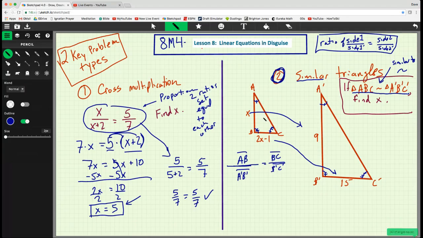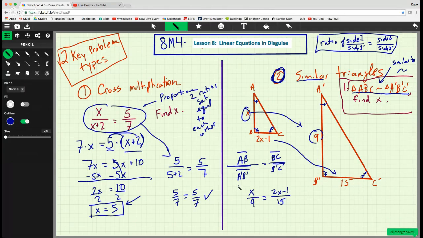So let's write this out. Side AB is x, because that's what it says, over the length of this one, which is 9. And the length of this guy, BC, is 2x minus 1, over 15. These ratios are consistent. The amount I blow this side up to get to this side is the same as the amount I blow this side up to get to this side.